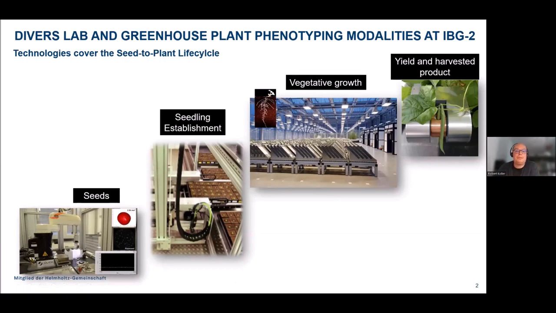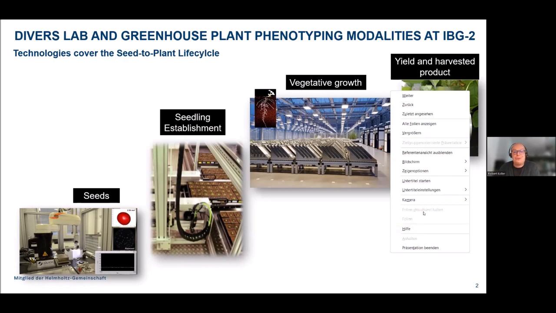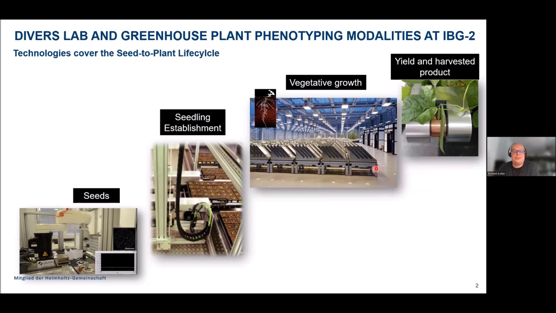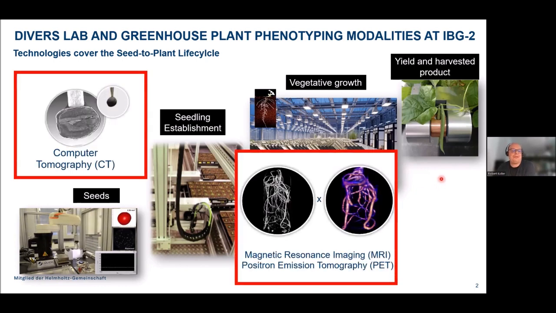Okay, so as you may know, in Jülich we have different facilities for screening plants, starting from the seed to the seed establishment phase and the vegetative growth rate, and also for yield and harvesting products. The technologies that are shown here are more high throughput methods. For example, maybe you're aware of the Rhizo3 project, Rhizotrons here, where we can screen lots of different, up to 900 shoots and parts of the roots in Rhizotrons. But today I would like to focus on our tomographic methods.